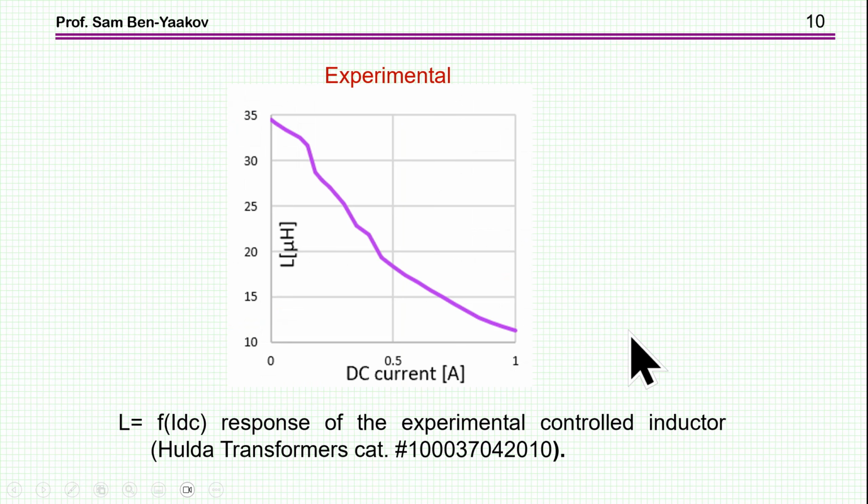Now, in the experimental part, we have used the evaluation board by Analog Devices, replaced the fixed inductor by a variable inductor. This is made by Hulda Transformer. This is the catalog number of the inductor used. And in this case, we have a change of an inductance between, say, 10 to 35 microhenry. As the current goes up, the inductance goes down. So this is the performance of the experimental variable inductor.